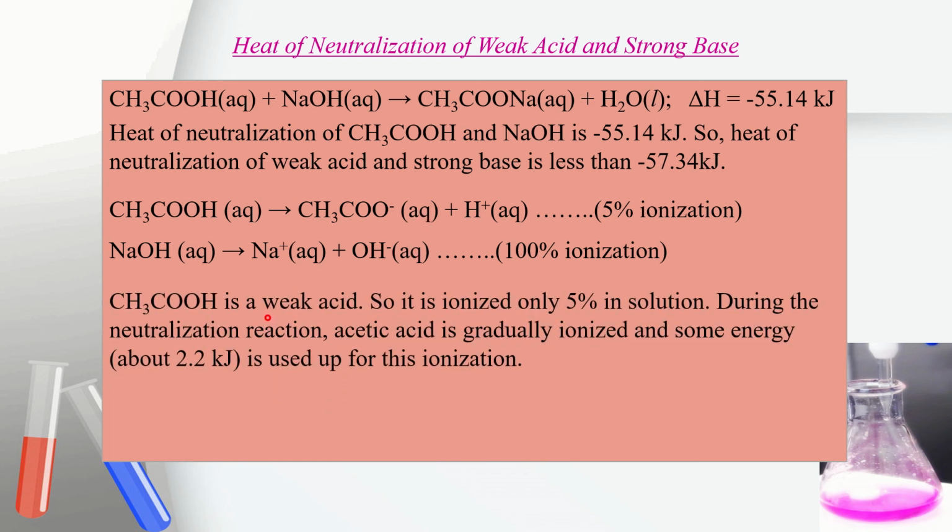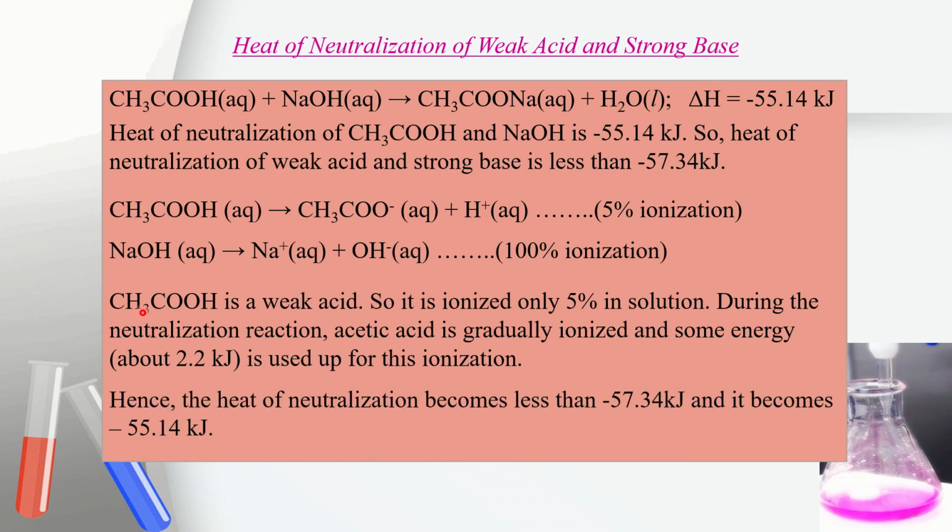Look, acetic acid is a weak acid, so it is ionized only 5% in solution. During the neutralization reaction, acetic acid is gradually ionized. How? Because some energy is used up for this ionization. That means 2.2 kilojoule energy is used up by acetic acid. Hence, the heat of neutralization becomes less than minus 57.34 kilojoule and it becomes minus 55.14 kilojoule.